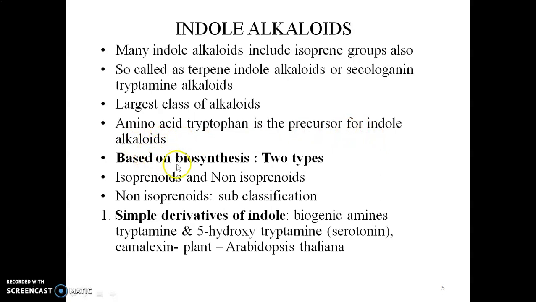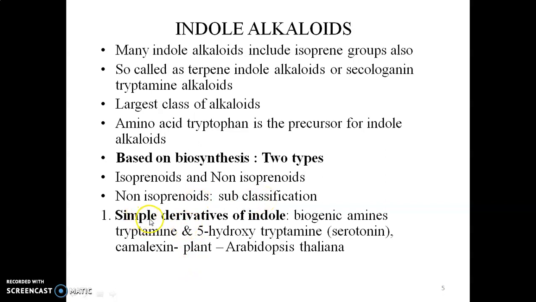Based on biosynthesis, you have two types of indole alkaloids: isoprenoid indole alkaloids and non-isoprenoid indole alkaloids. The non-isoprenoids are further subclassified into different types.